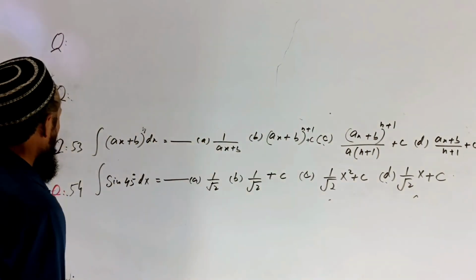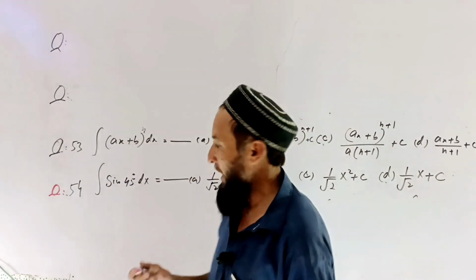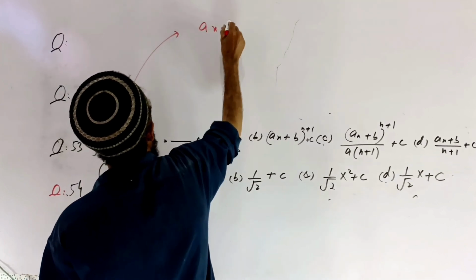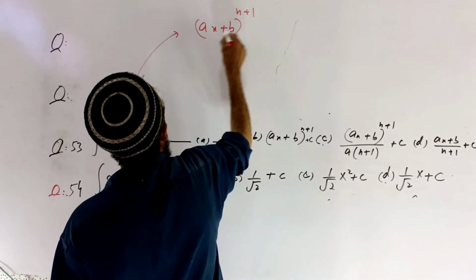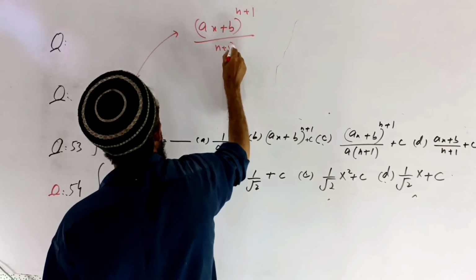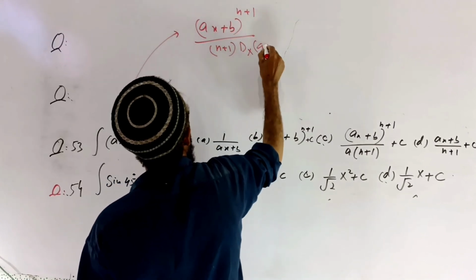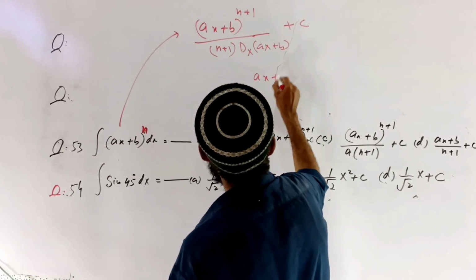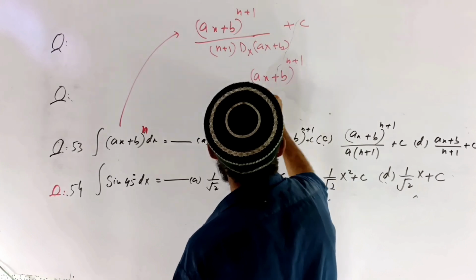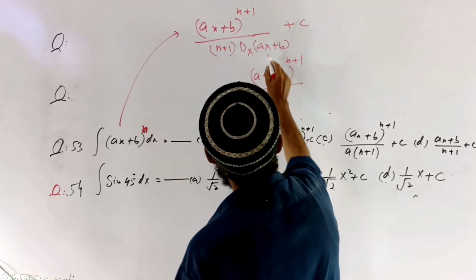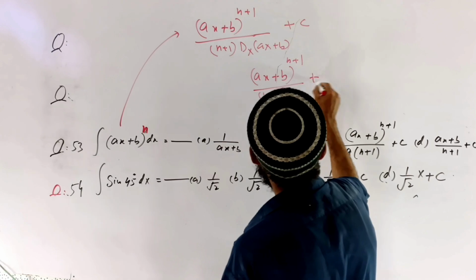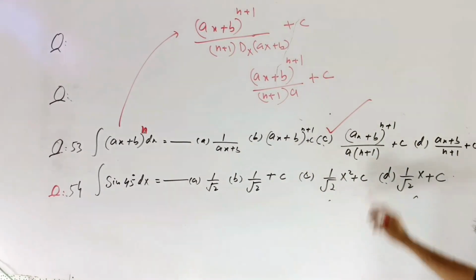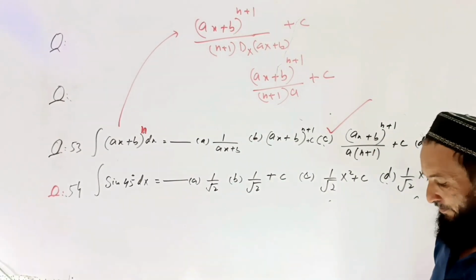And question number 53, (ax plus b) whole power n. Here is n. This is the formula: (ax plus b) whole power n plus 1, divided by n plus 1, and further derivative of the function ax plus b plus c. Here (ax plus b) whole power n plus 1 divided by n plus 1, and the derivative of x we get here a plus c. If we arrange this term, option C is available. So C is the correct option.